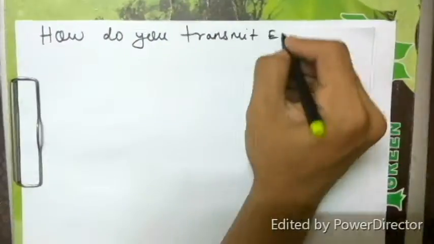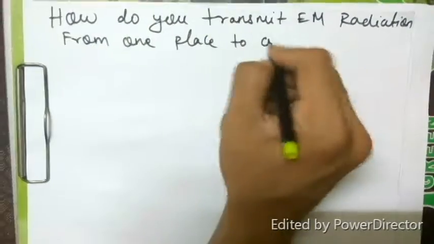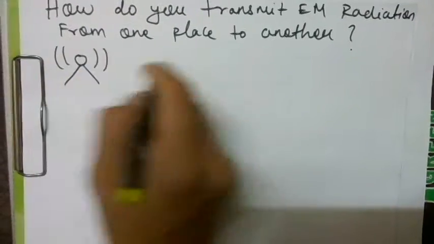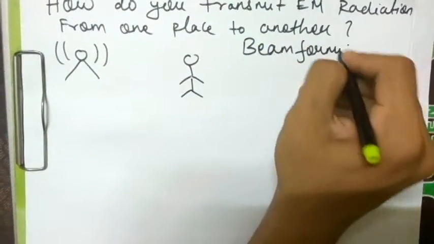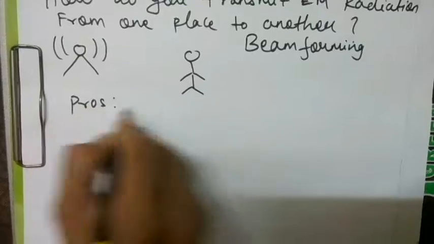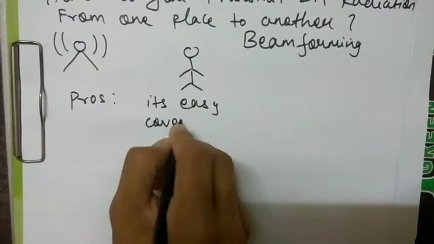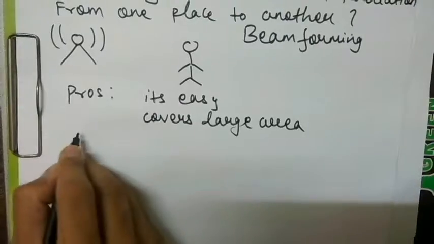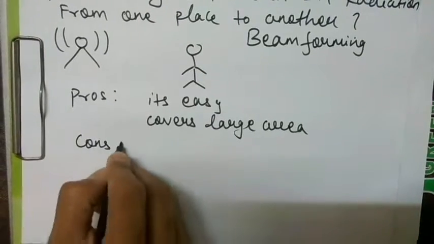How do you transmit EM radiation from one place to another? Perhaps the most straightforward technique for this is broadcasting or beamforming. Simply send beams in all directions from a source and it is received by the receiver. It's easy to perform. Also, long distance transmission is possible, but it also has some disadvantages.